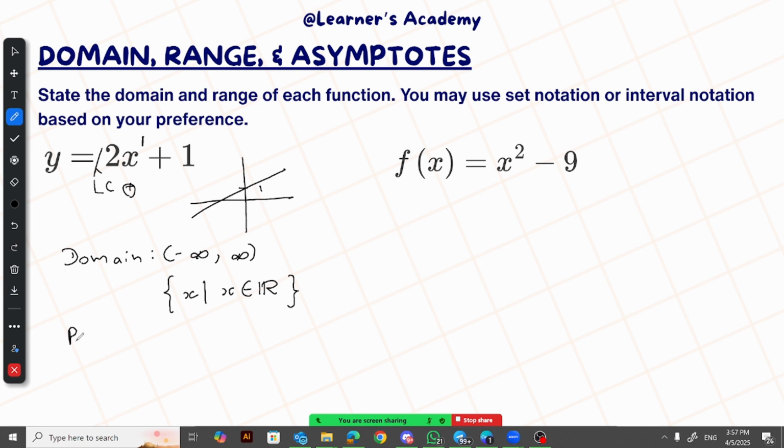And then for range, it goes the same as well because there are no horizontal asymptotes. We can write that this function goes infinitely from negative infinity to positive infinity. And that's it. Let's go to the second question.